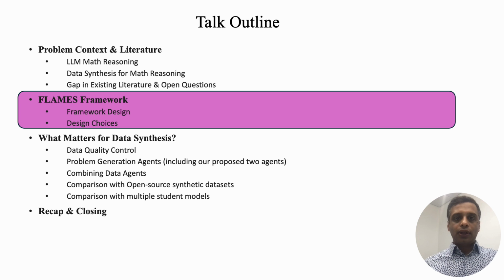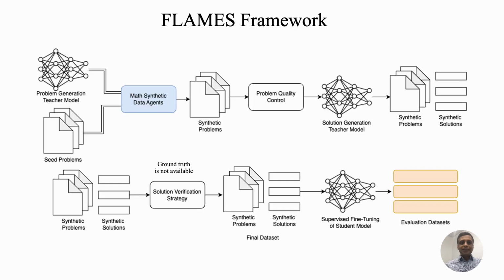Now we are going to talk about our Flames framework. Math synthetic data pipeline consists of multiple steps, usually seed problems, and a teacher model, as you see on the top left hand side, is used to generate synthetic problems based on one or more data agents. Then problems are filtered based on some quality control mechanism. Filtered problems are passed to the solution generation teacher model, which generates multiple solutions. Then solutions are filtered with some quality control mechanism, and final filtered dataset is used for fine-tuning a student LLM.